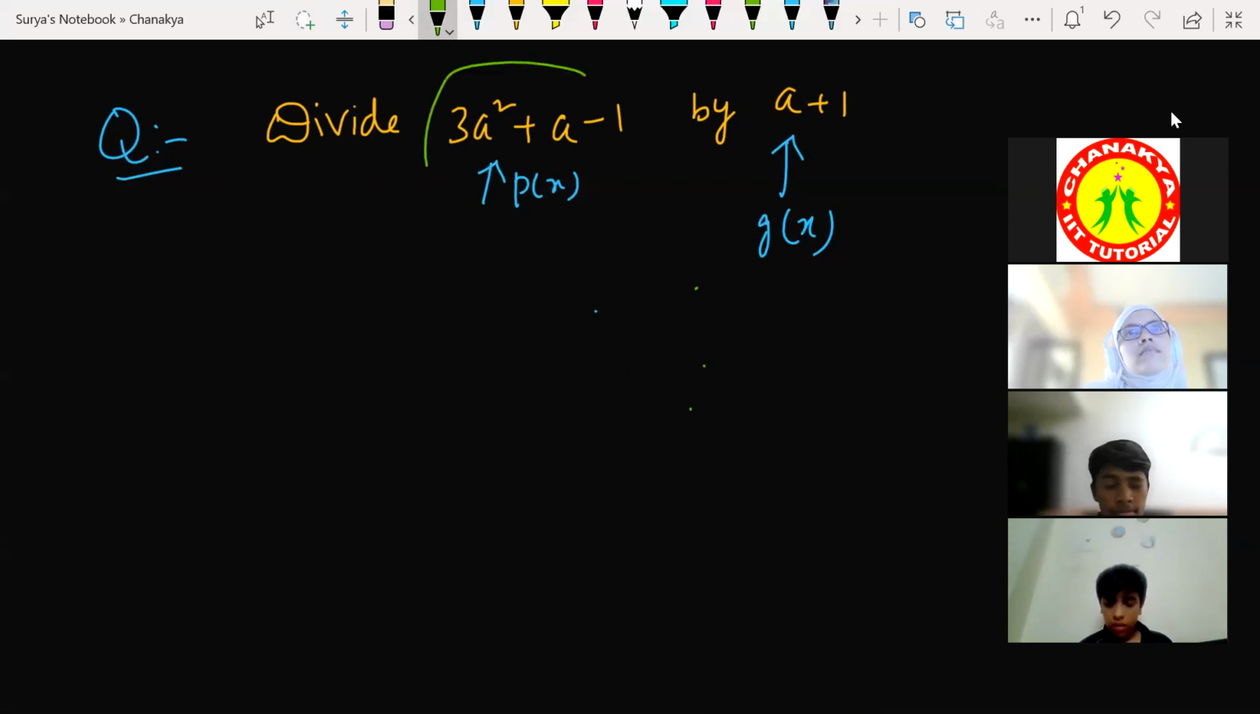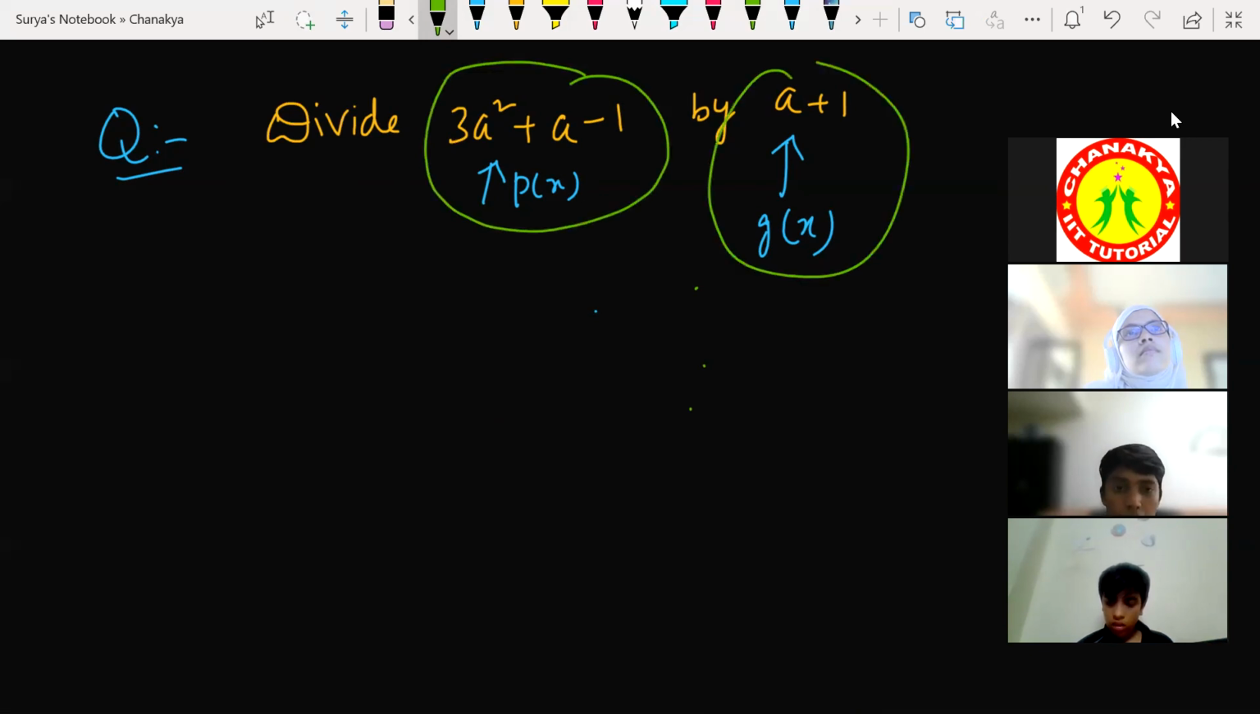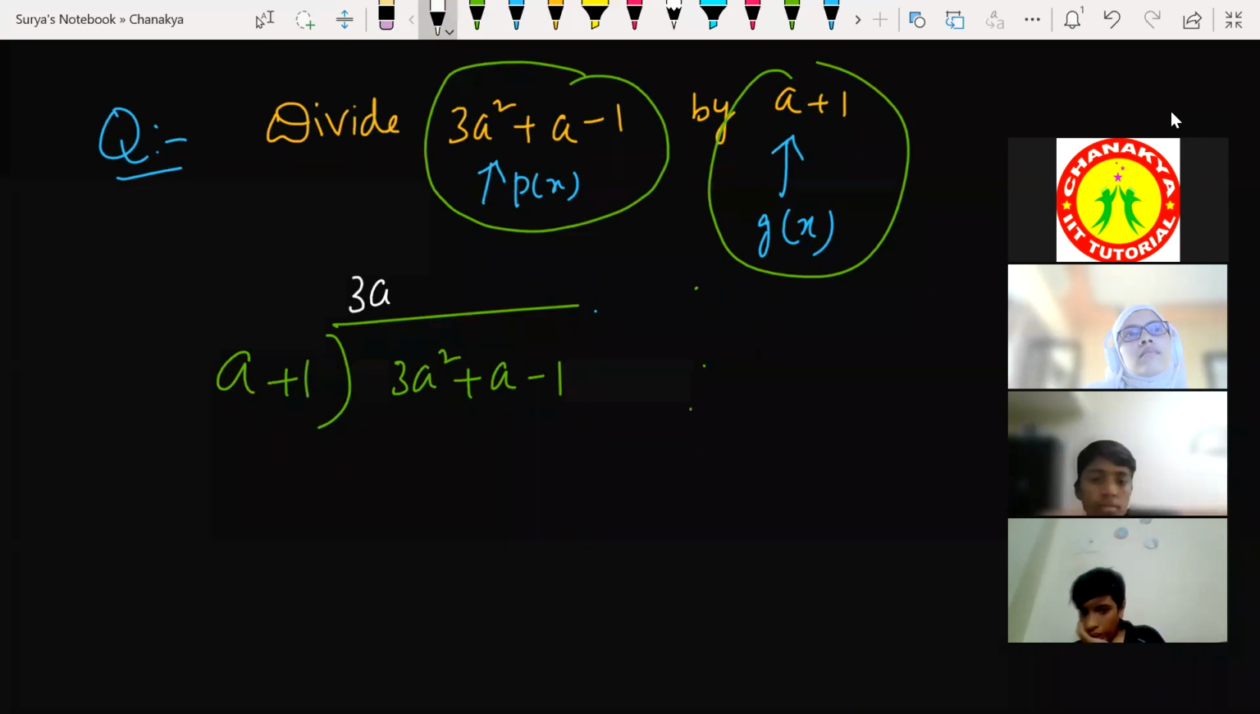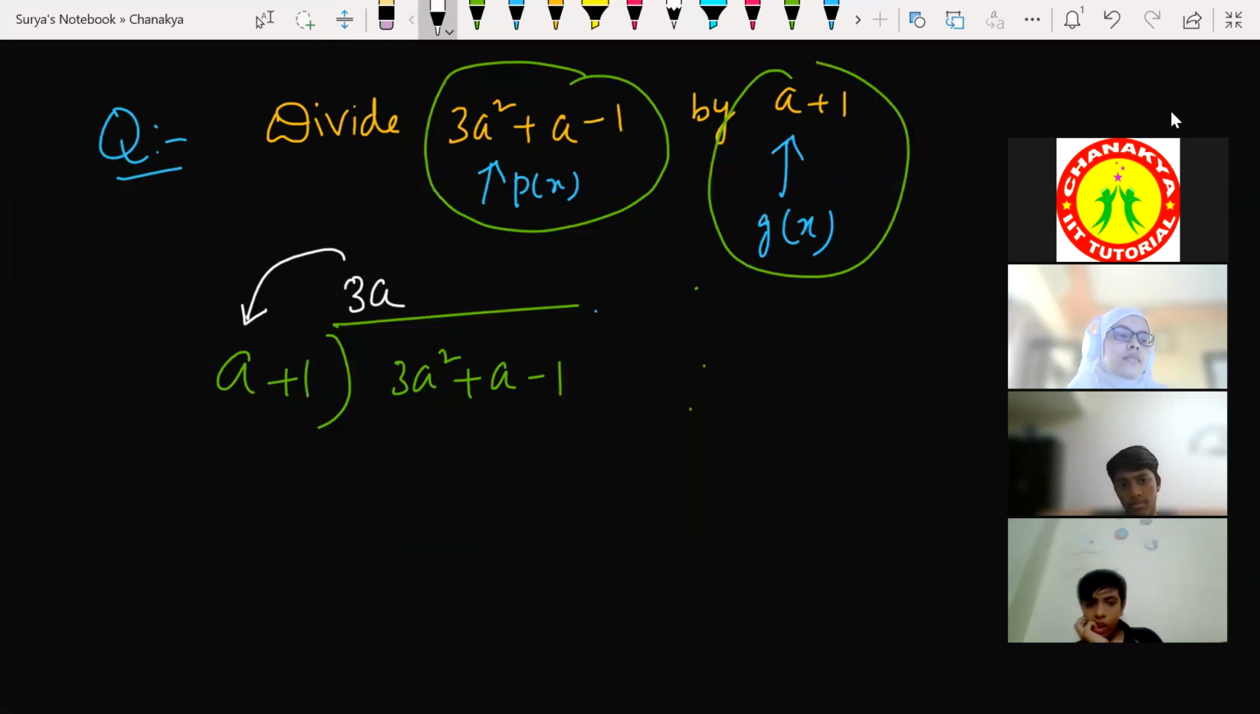See here, I'm supposed to divide this P of X with G of X. How am I supposed to divide this by using the long division method? Look at this, a plus 1, this is my divisor and this is the dividend. The first and foremost step is to look at which term I'm supposed to multiply the divisor with. If I multiply with 3a, I'll be getting 3a square, which is very easy to calculate. Look at this, 3a into a, 3a square.